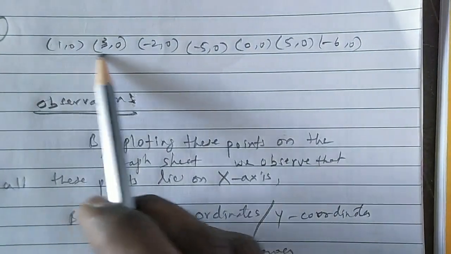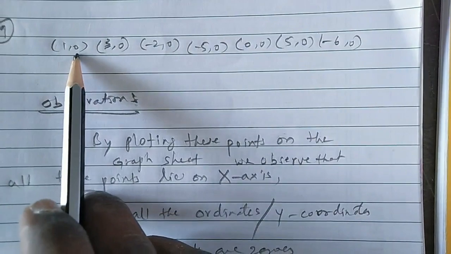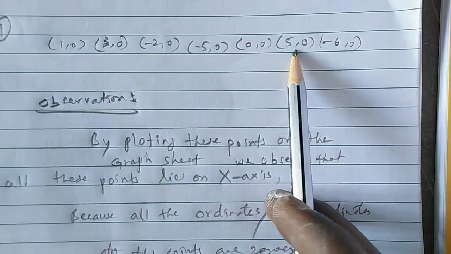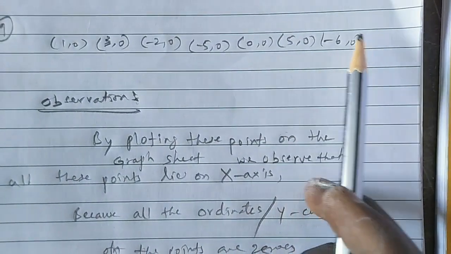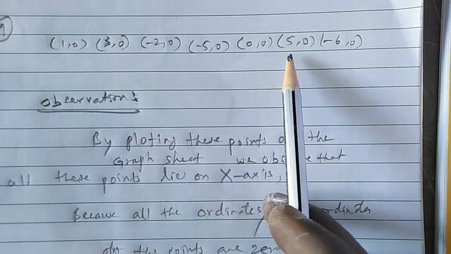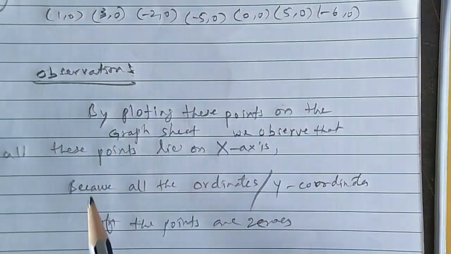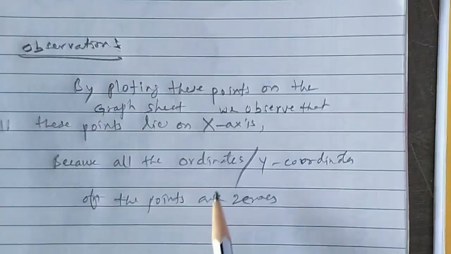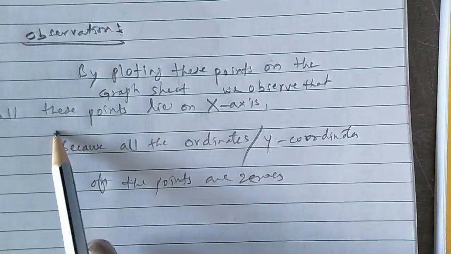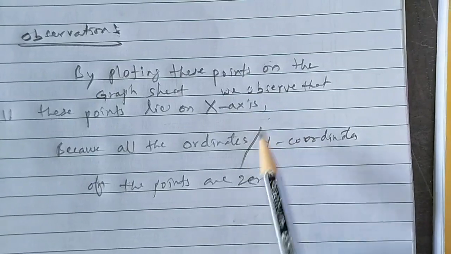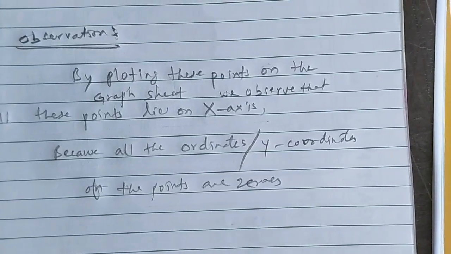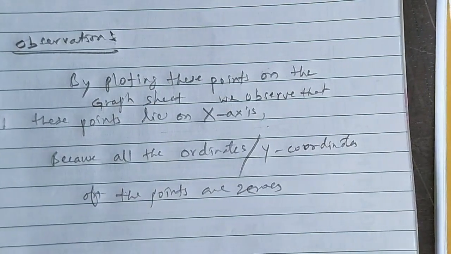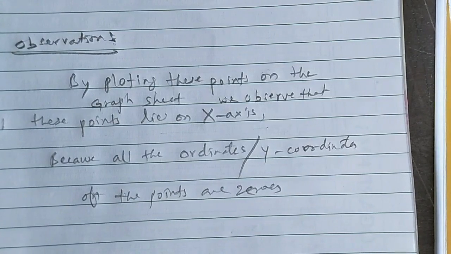You can see here all the points have the y coordinate as 0 only: 1, 0, 3, 0, minus 2, 0, minus 5, 0, 0, 0, 5, 0, minus 6, 0. So each and every point has the y coordinate as 0. If the y coordinate is 0, the point will be lying on the x-axis. So all these points lie on the x-axis. Hope you all understood how to plot the points on the graph sheet.